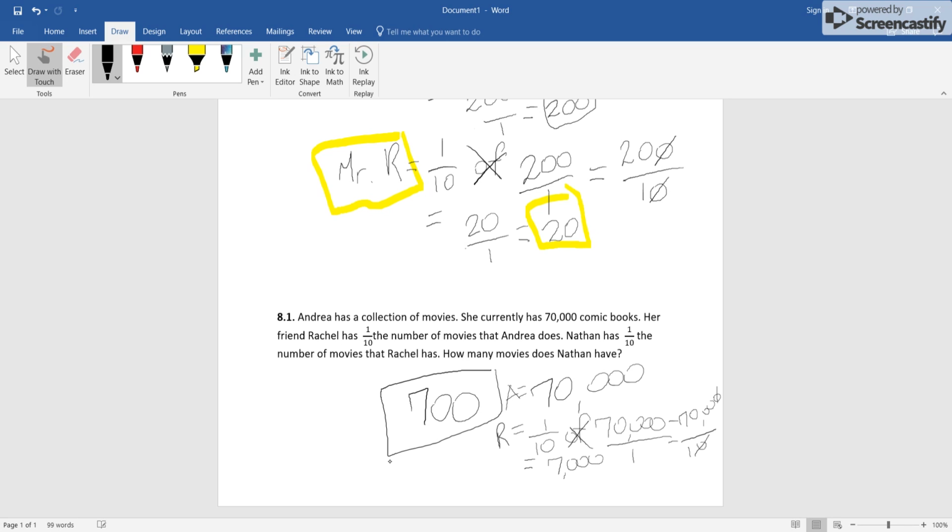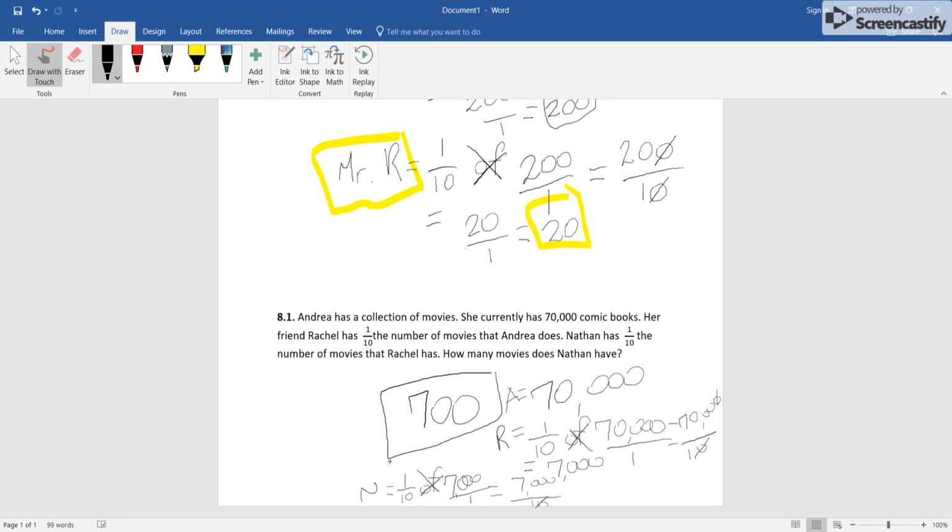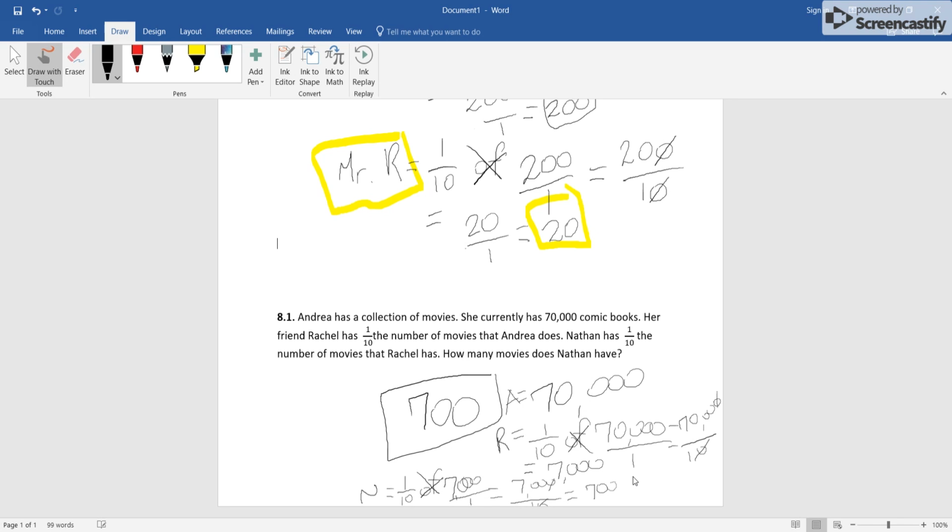7,000. And now we have Nathan. Nathan has 1/10 of Rachel, which we now know Rachel has 7,000. So we just put a division and then we multiply this. 1 times 7,000 is 7,000. 10 times 1 is 10. Then cross the zeros. So now we know Nathan has 700.